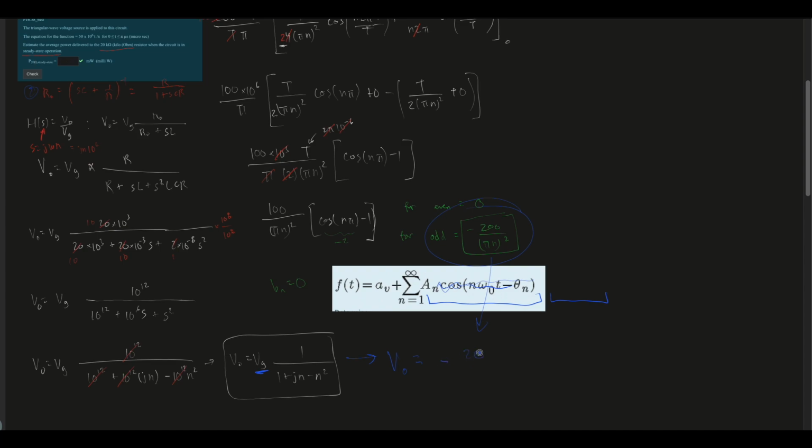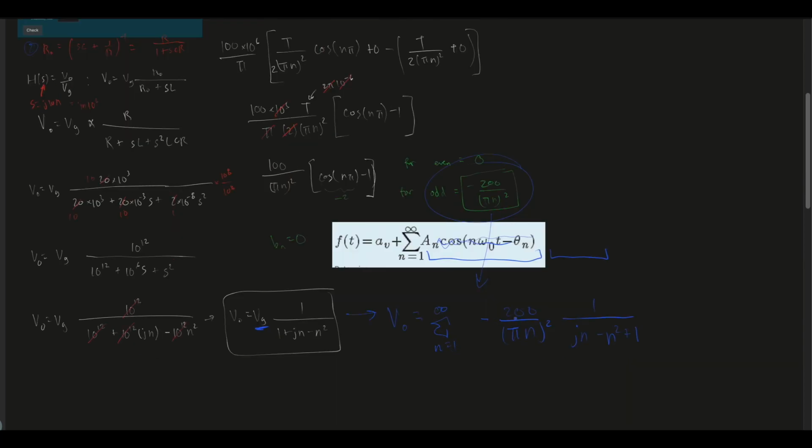So we're going to have a -200 over pi n, and remember, pi n is squared, and then this is being multiplied by a 1. I kind of read this out of order, but jn minus n squared plus 1. Now, it's important that we don't forget that we need our summation as well. So we're going to go to infinity like this, starting at n is equal to 1. This is our V0, and it's going to help us find our Vrms.